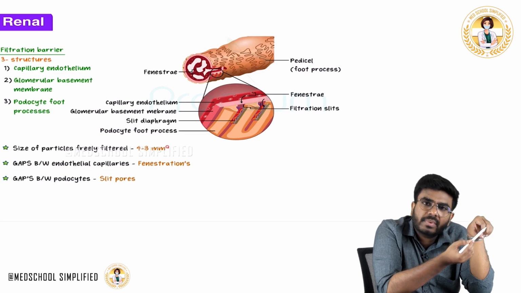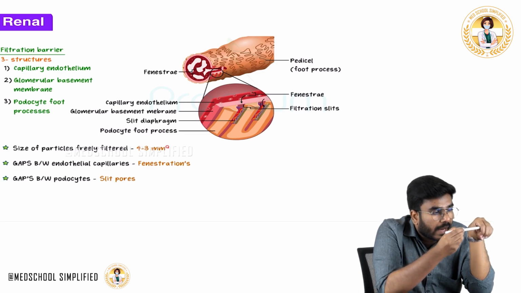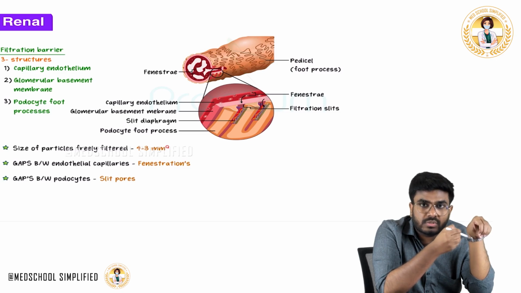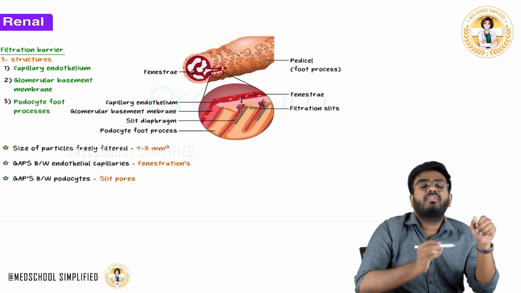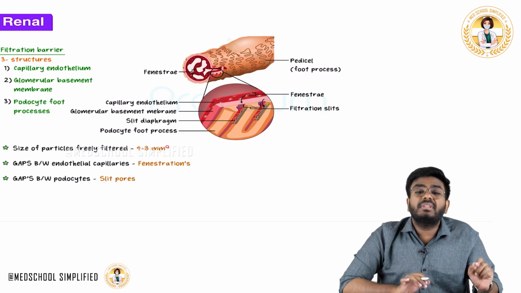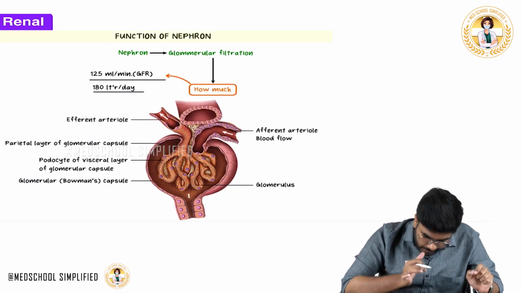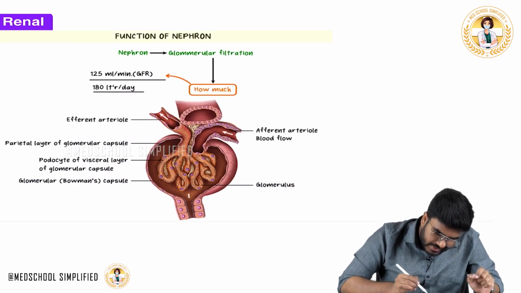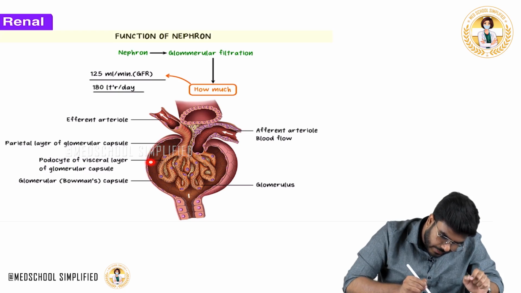Now this glomerular filtration barrier is made of the capillary endothelium, the basement membrane, and outside there are cells called podocytes. You can ask me, what are these podocytes? Podocytes are the epithelial cells in the Bowman's capsule. Let me show you here. See, the Bowman's capsule is lined by epithelial cells.